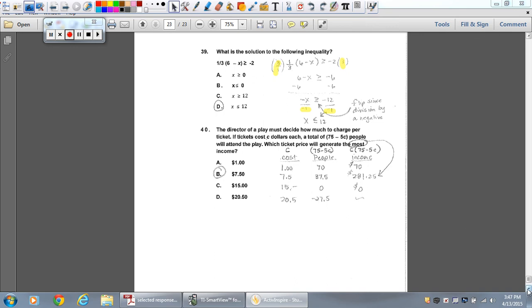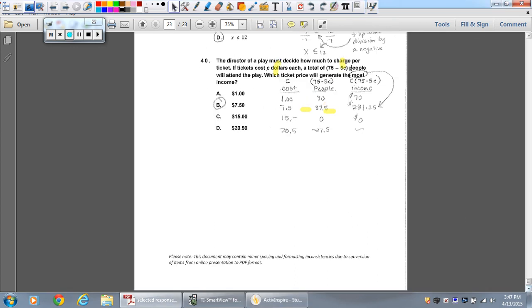Number 40, you can just look at that one and compare with how you did it. He told me the cost was C, and this is the amount of people. So the price apparently affects the amount of people that are going to go there, so that makes sense. And so I just plugged in. If the cost was $1, I plugged in a 1 into my C, and I got 75 minus 5, which was 70. The question was, which ticket price will generate the most income? So at a cost of $1 per ticket, the number of people is 70, so 70 times 1 is 70. And I just did that for all of them.